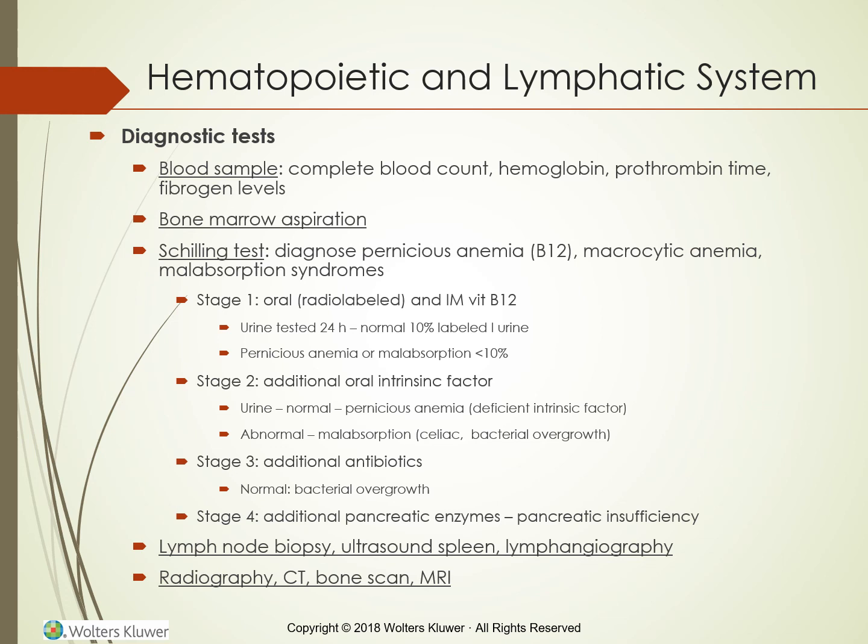Lymphatic disorders are diagnosed using procedures such as lymph node biopsy, ultrasound of the spleen or selected lymph nodes, and lymphangiography, which is radiographic examination using contrast media. Additional diagnostic tests include radiography, computed tomography, bone scan, and MRIs. Although they are not specific for hematologic or lymphatic disorders, they are used to rule out other disorders or note changes in organs that have a direct or indirect relationship to a hematologic or lymphatic disorder.